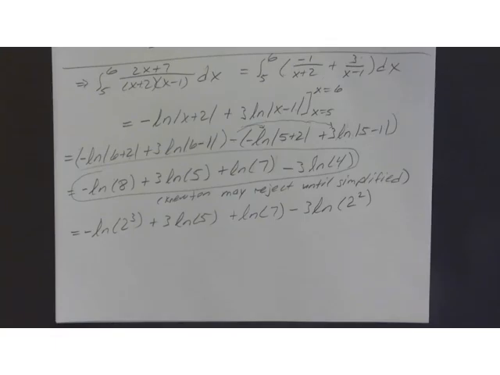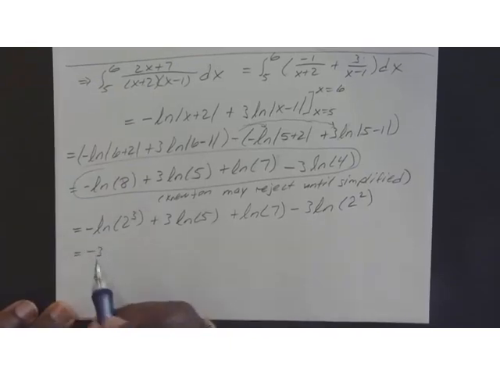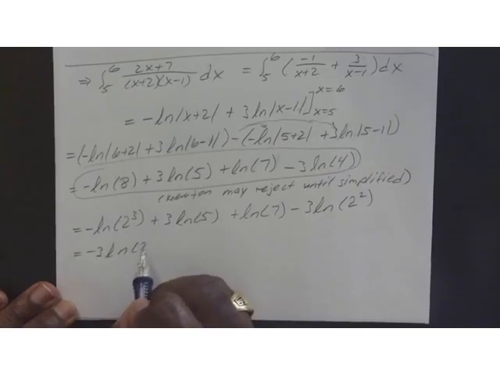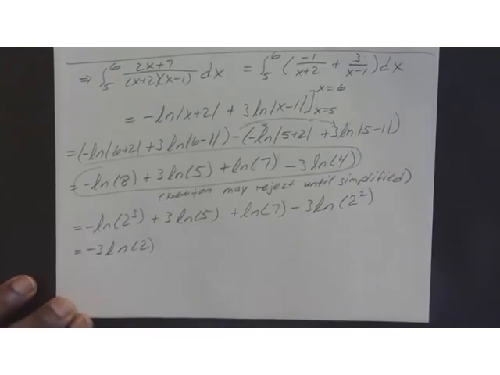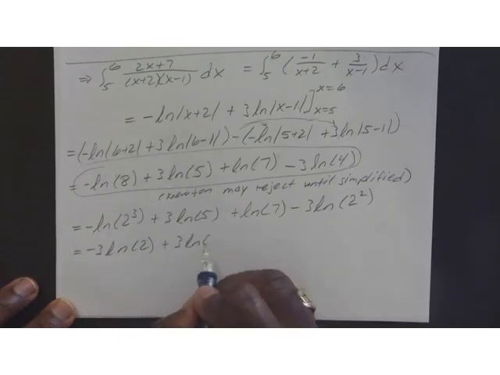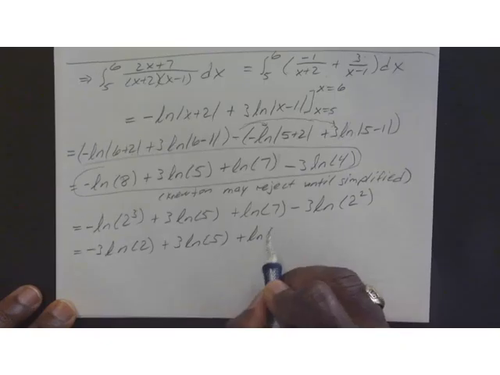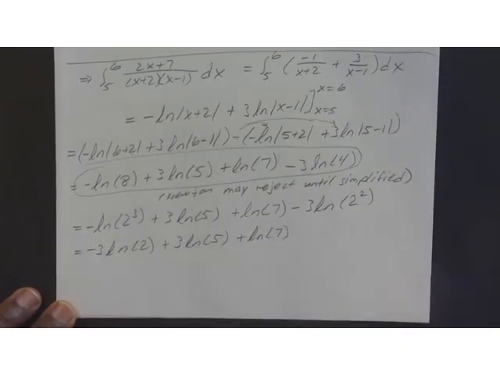Okay. So if you remember the power rule of logarithms, whenever your argument has an exponent, you just get that exponent and move it down to the front. So this is just negative 3 times the natural log of 2, plus 3 times the natural log of 5, plus the natural log of 7.